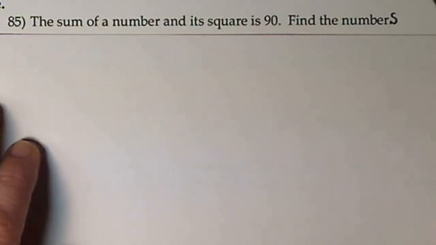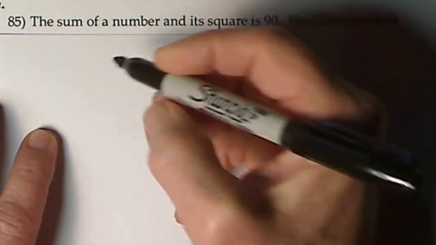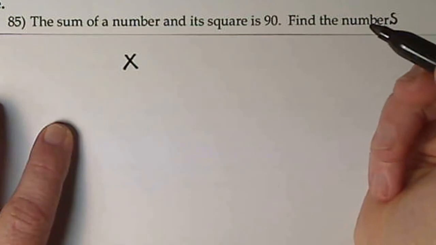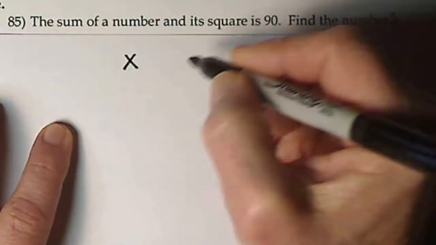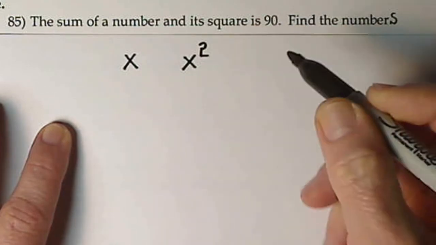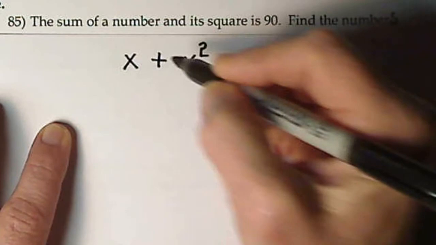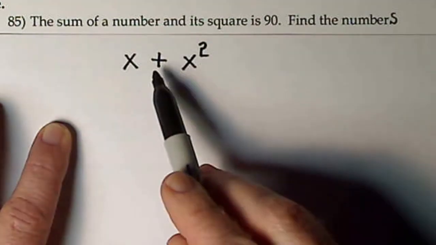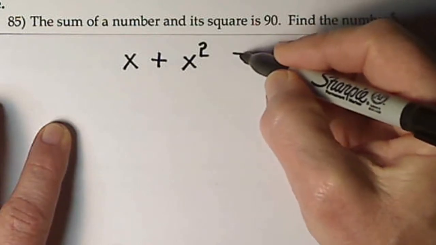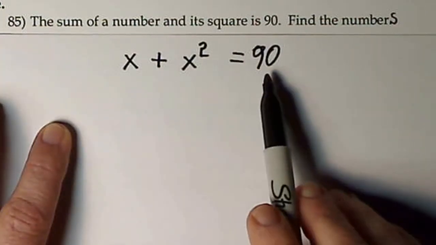All right. So the sum of a number and its square. We can represent that as, here is a number, x. Its square would be x squared, and they said the sum, so that means we would use a plus sign. So the sum of a number and its square is 90. All right, so here's the algebraic equation.